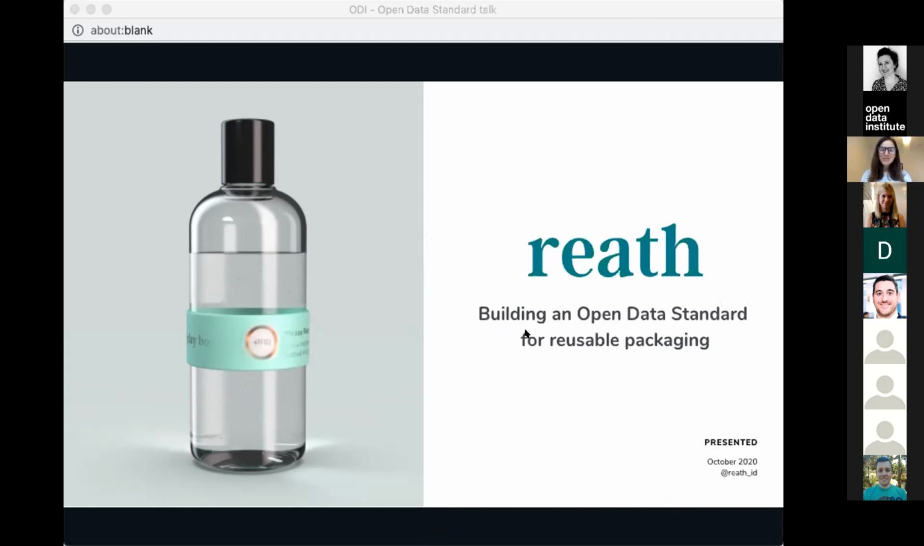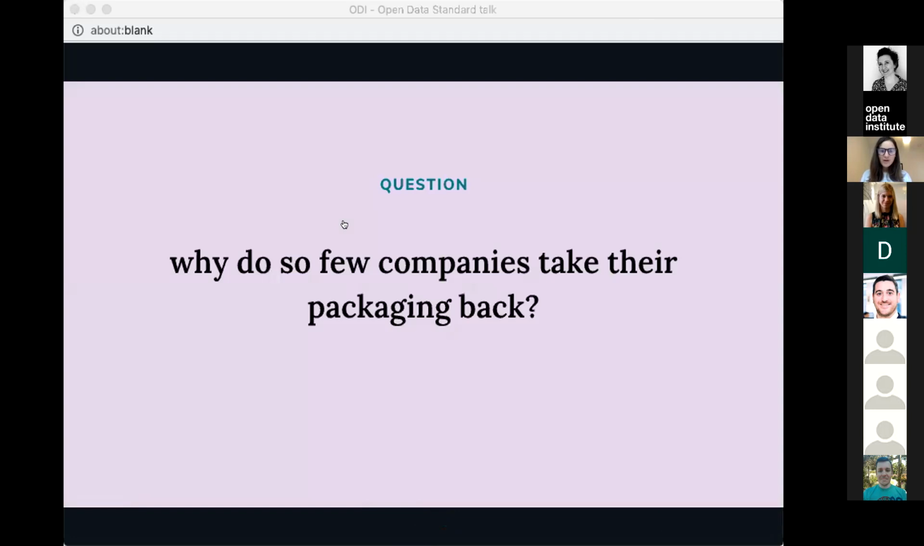So I'm going to talk to you about building an open data standard for reusable packaging. And I think what's really important is to take you back to the beginning really, and the problem. So I, like many people, was really tired of seeing more and more waste pile up in landfill. It really felt like there was no alternative to the single-use model, and I was really tired of being complicit in that as well, as many of you probably feel.